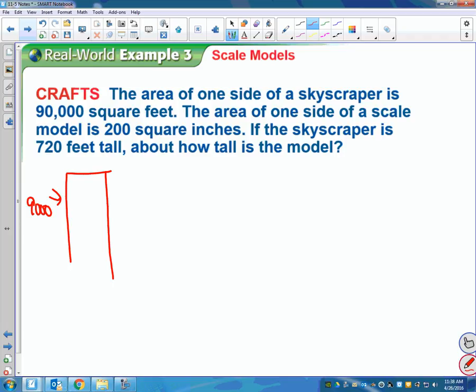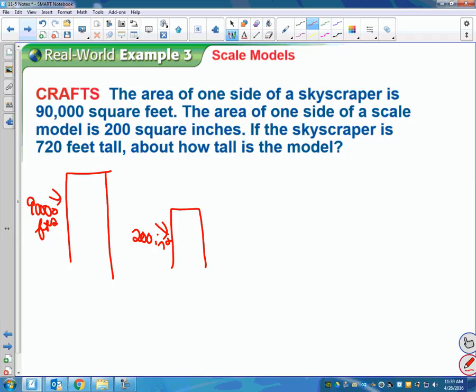So they're giving me area, right? And then the model of the same thing, but its model is 200 square inches. So do we have an issue because one's in square inches and one's in square feet? Missing a zero is always annoying. So we need to figure out how many inches are in a square foot first, I think.